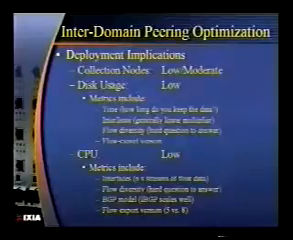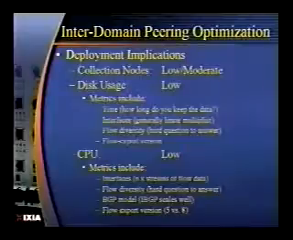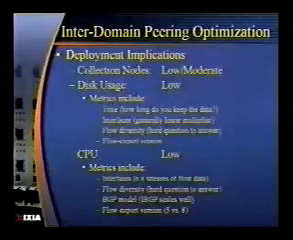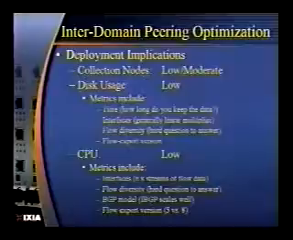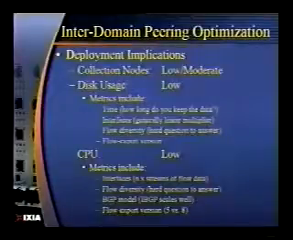So, deployment implications for inter-domain peering optimization. The number of collection nodes you need: low to moderate, depending on how many peering locations you have. Flow export is obviously UDP-based, so you don't want to transit it halfway across the world if you can help it. So if you have lots and lots of peering locations, you might need a few more boxes. But all in all, you're not collecting off a tremendously large number of links, and your BGP is pretty easy in standard iBGP. So the number of boxes you need is pretty low, which means the requirements for those boxes will also be low.